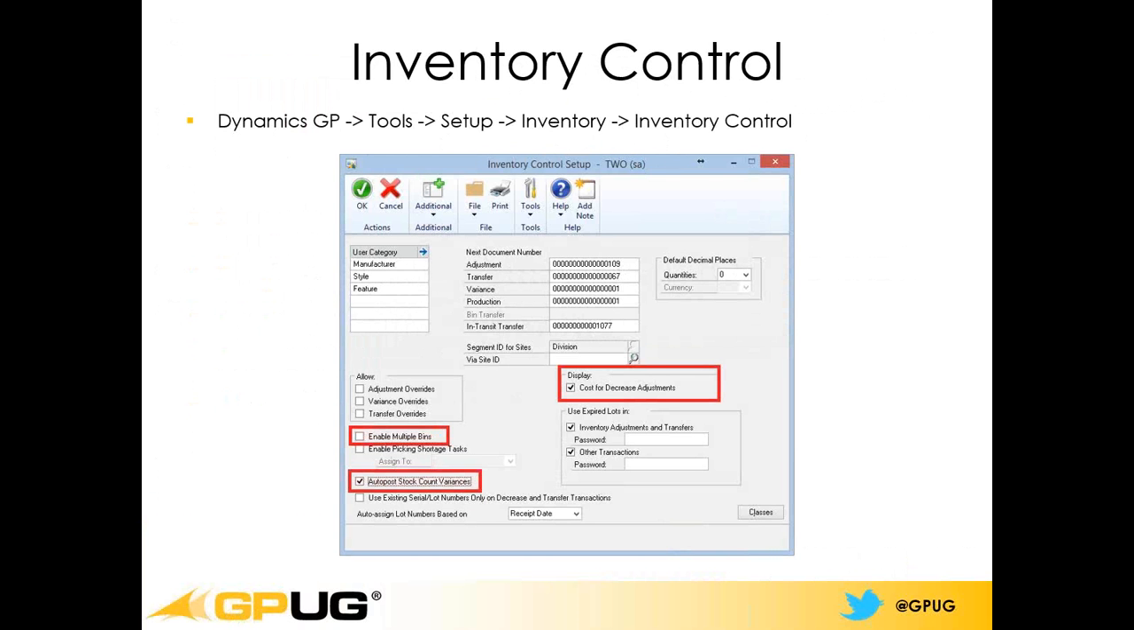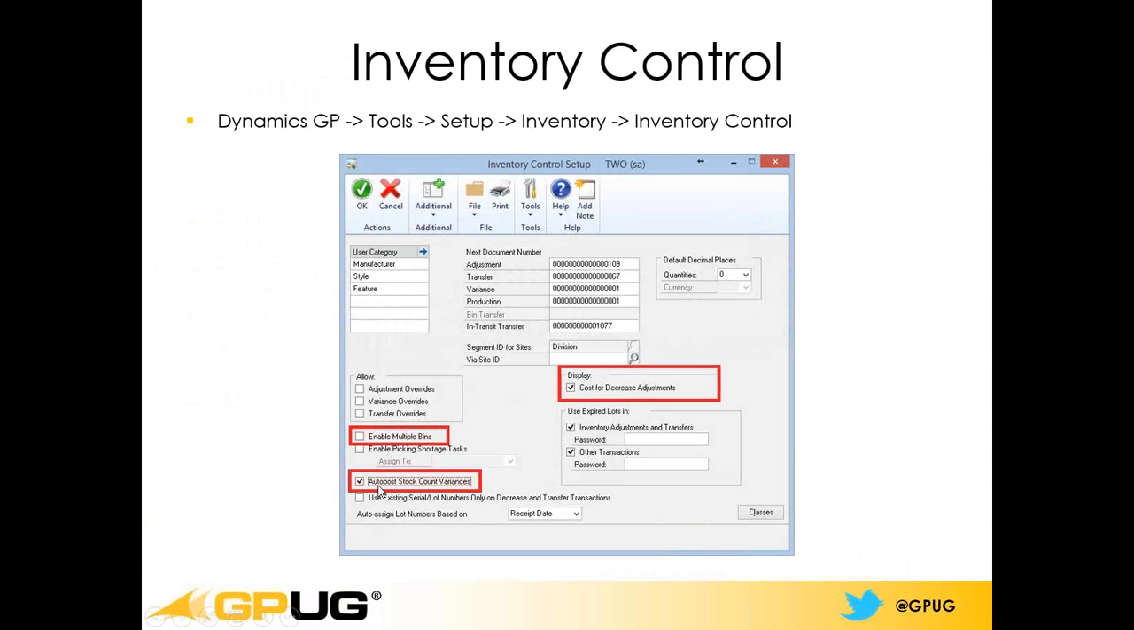It does give you the flexibility of controlling your counts by ranges of bins, so that if you're sorting your bins by aisle, by zone, however you're sorting those bins, we can actually set up cycle counts so that each day you count a particular zone or a particular aisle, or each week or each month, or however you run your cycle counts. The next one is auto post stock count variances, which is right here.